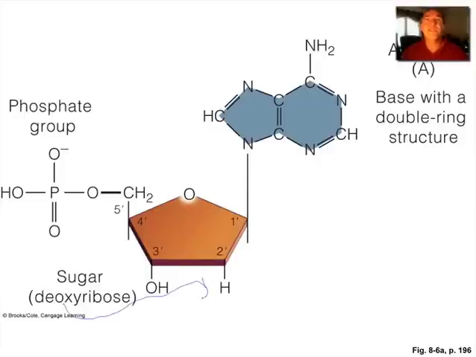If you notice these numbers, what we do is we label the carbon atoms from 1 to 5, going clockwise from the oxygen. So this is carbon 1, carbon 2, carbon 3, carbon 4, and this is carbon 5. So going clockwise around the ring, that's how we label them. And this is going to be important because a nucleotide has a direction. We call it 3' and 5'.